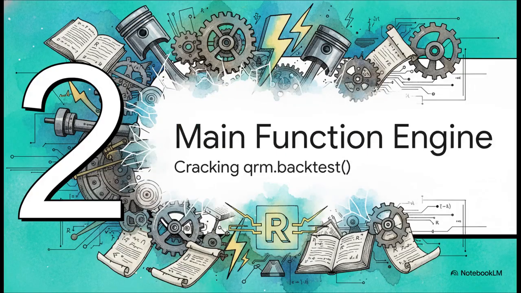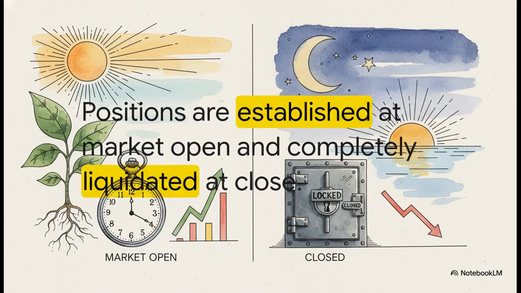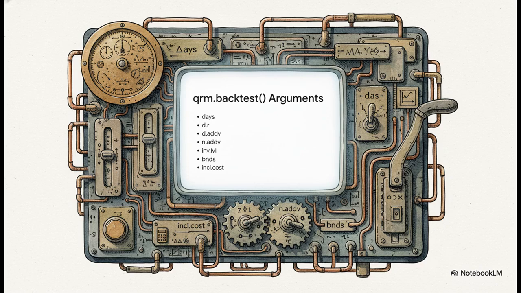Section 2. The main function engine. Cracking open qrm.backtest. What's really fascinating about this specific code scope is that the scaffolding is designed for purely intraday strategies. That means positions are established right at the market open, and they are completely liquidated at the close of that exact same day. Boom, you've got zero overnight holding risk in the mechanics we're about to explore. Let's dive into the engine itself.